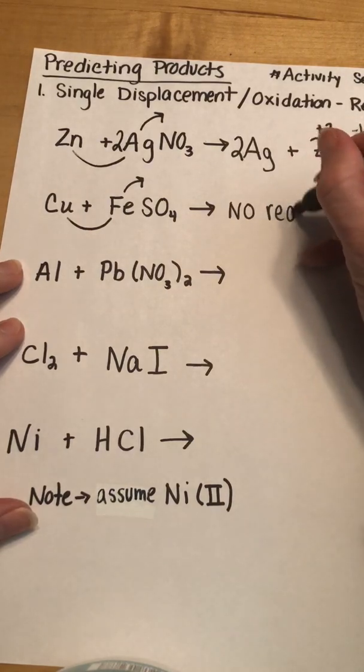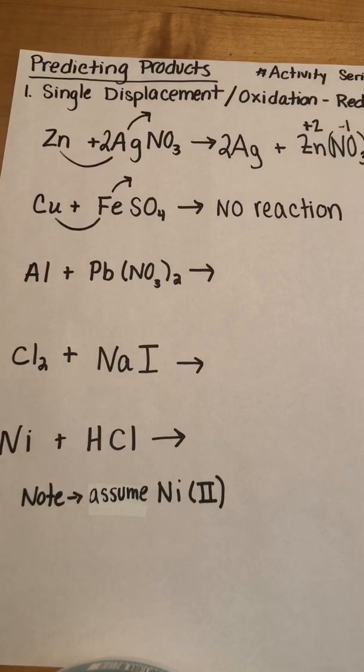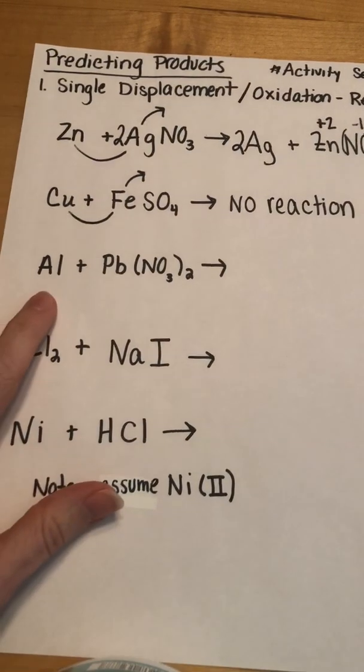So we would just write that there is no reaction. If you put copper in an iron sulfate solution, it would just sit there. Nothing would happen. All right, then we move on to our next one.